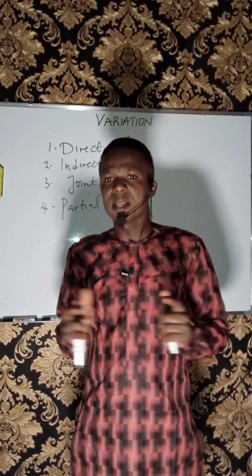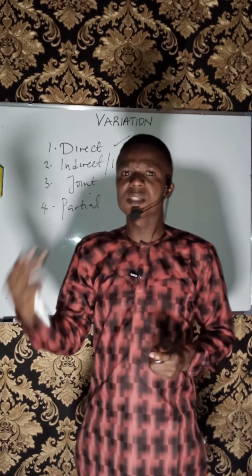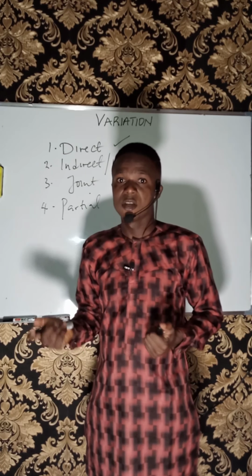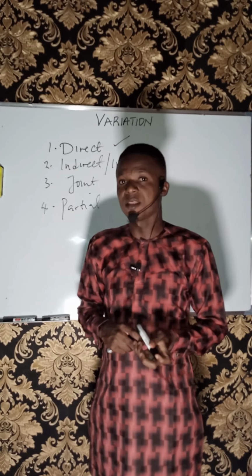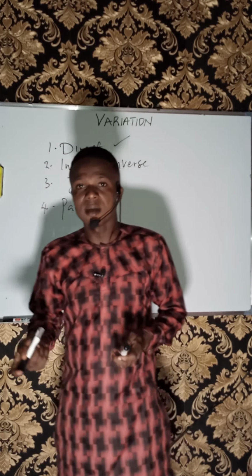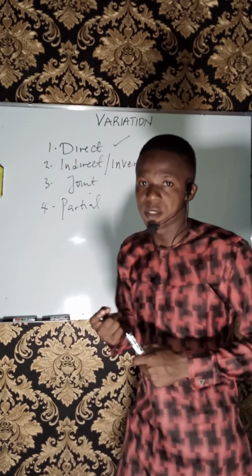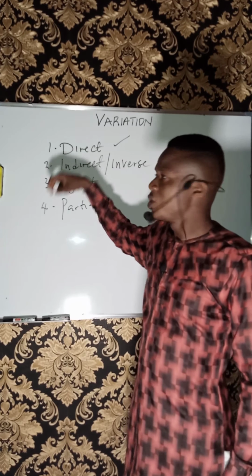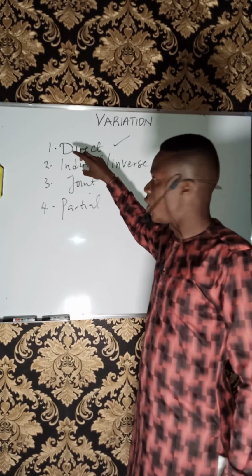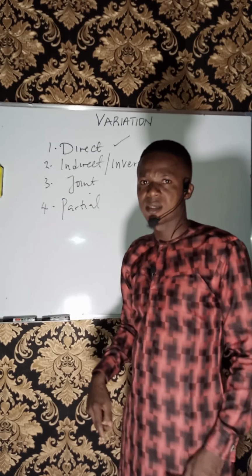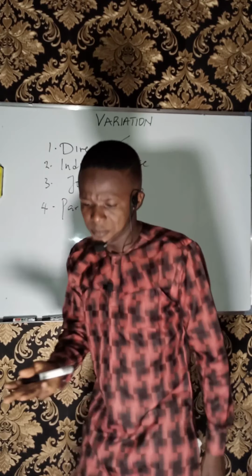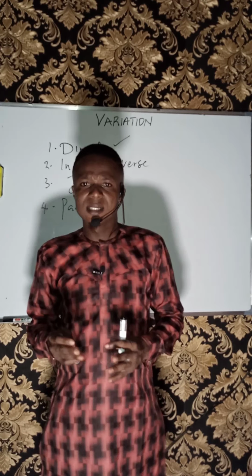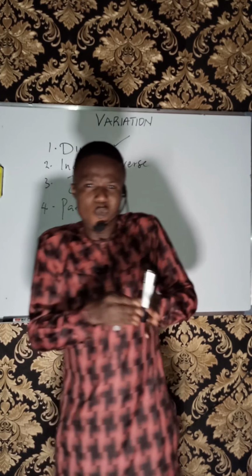All right. In joint variation, you may see more than two quantities, unlike the direct and indirect variation, which is mostly talking about the relationship that exists between two quantities. So just see joint variation as a combination of these two, or a combination of direct and direct, or indirect and indirect. Now, partial variation is just talking about a relationship that exists between two quantities with a fixed constant.